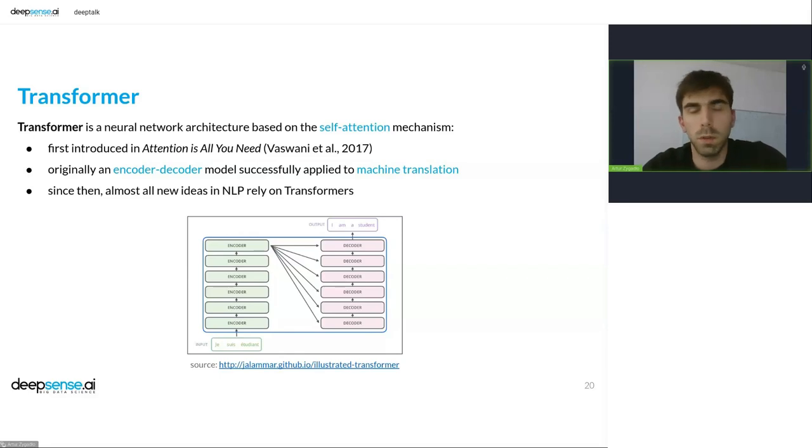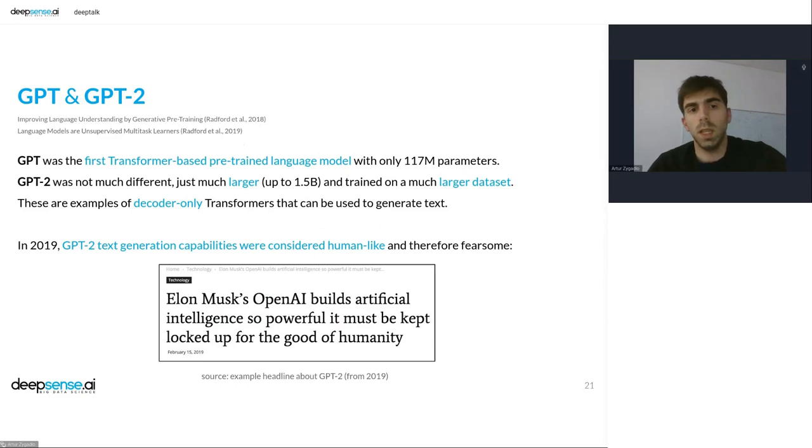The original transformer from 2017 was an encoder-decoder architecture. And in that paper, they successfully applied it to the single problem of machine translation. Since then, almost all new models, all new ideas in the field of natural language processing rely on this transformer architecture or the attention mechanism. Then other ideas around transformers started appearing.